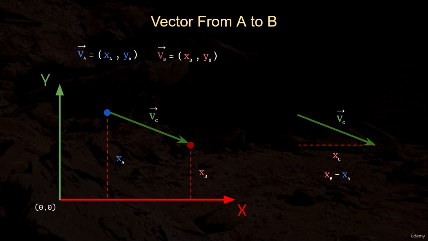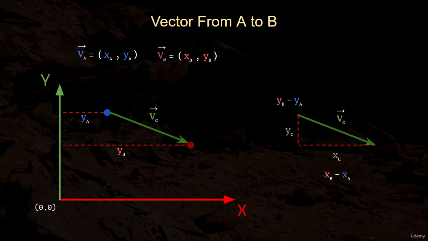That's xc. Now we also want the y component, and we can take the distance traveled from the origin along the y-axis up to the red dot's y coordinate, and we can take the distance from the origin up to the blue dot's y-coordinate, and we can take the difference between those. We can subtract in order to calculate yc. That's going to be yb minus ya.